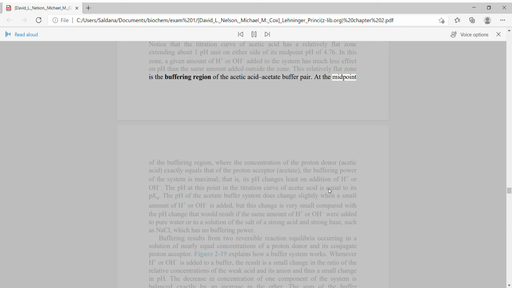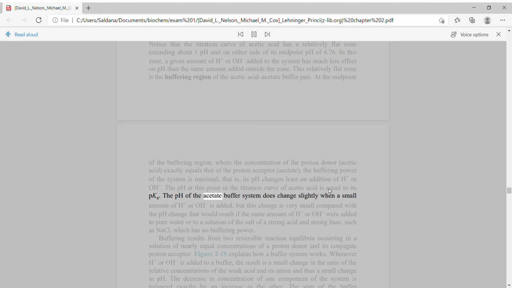At the midpoint of the buffering region, where the concentration of the proton donor, acetic acid, exactly equals that of the proton acceptor, acetate, the buffering power of the system is maximal, that is, its pH changes least on addition of H+ or OH-. The pH at this point in the titration curve of acetic acid is equal to its pKa.